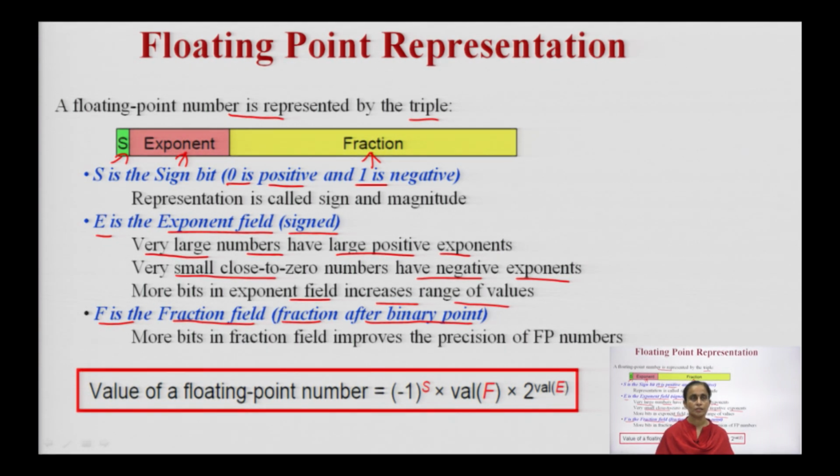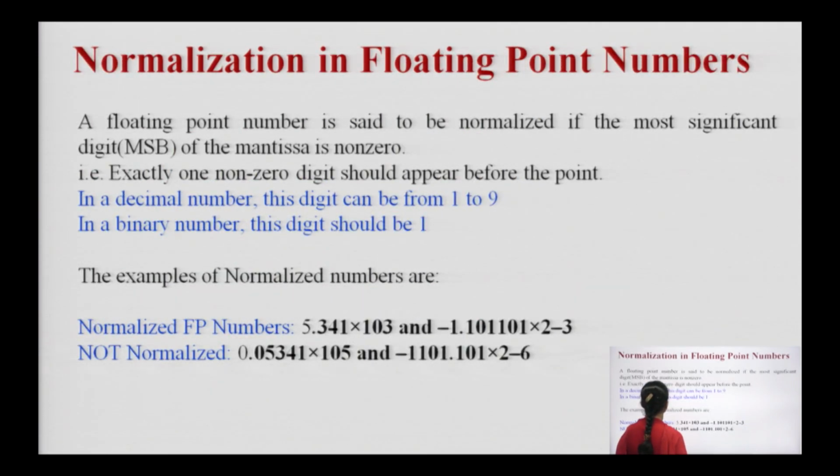What is normalized? We are moving towards that. Here the value of a floating point number is represented by these three parts: minus 1 raised to the power s, depending upon the s value 0 or 1, times the value of the fraction f, times 2 to the power of the exponent. Here I am assuming the number to be represented in binary form.